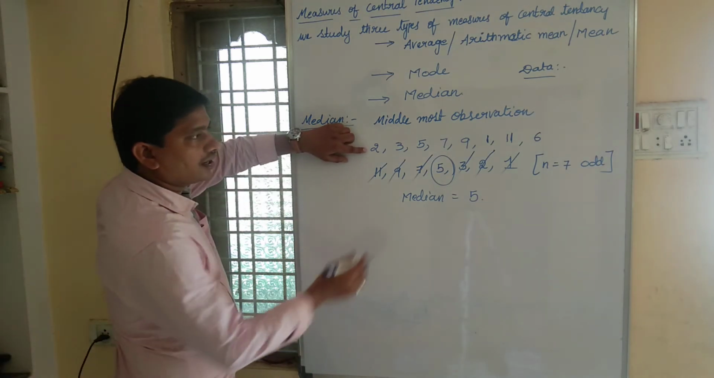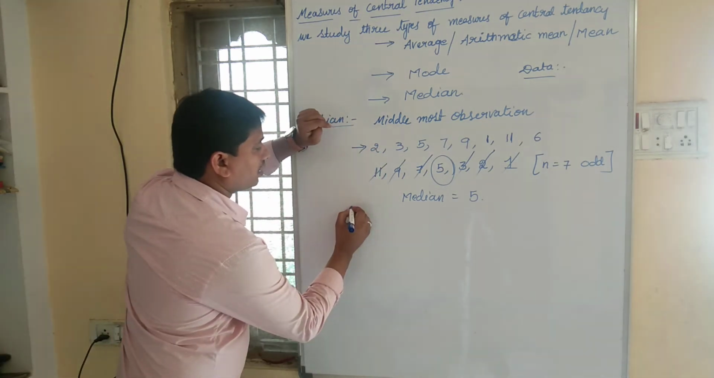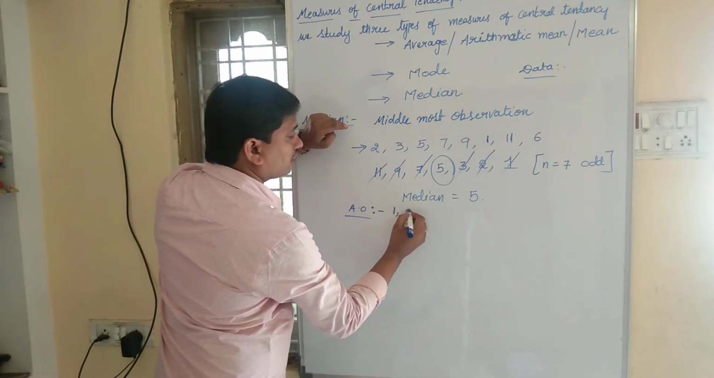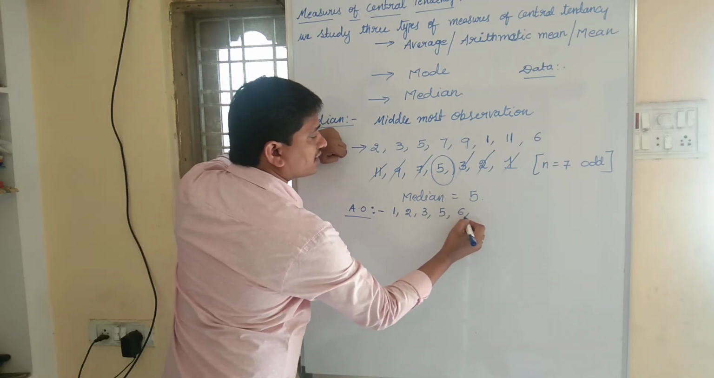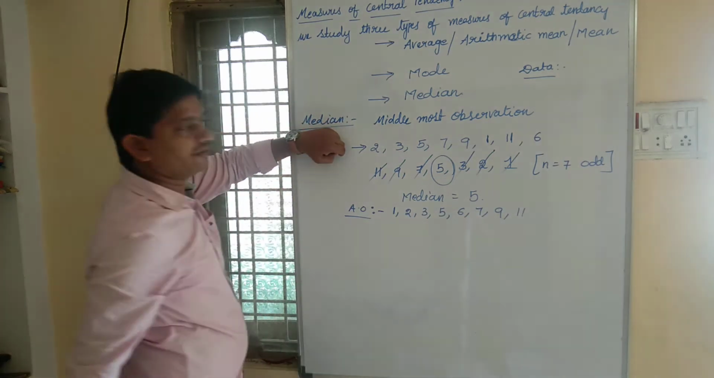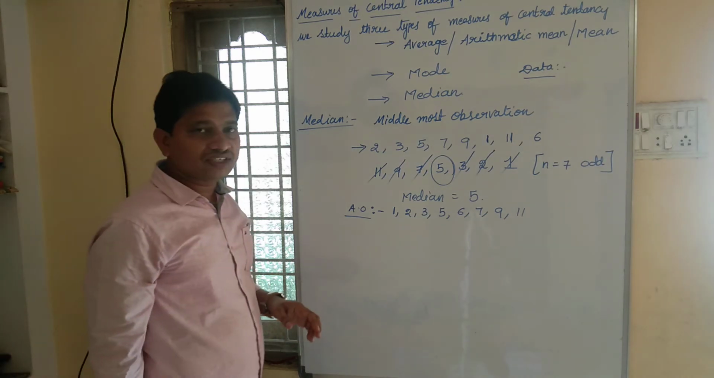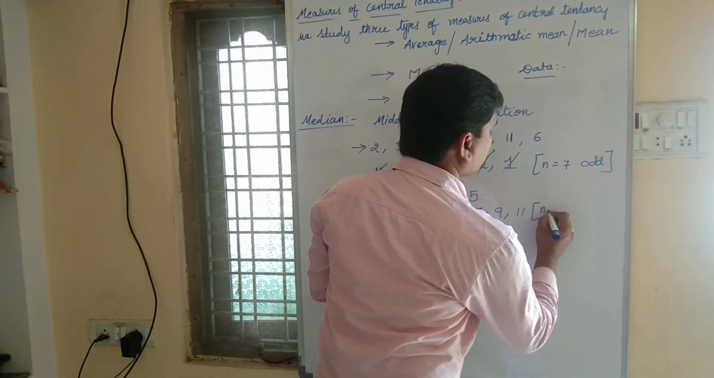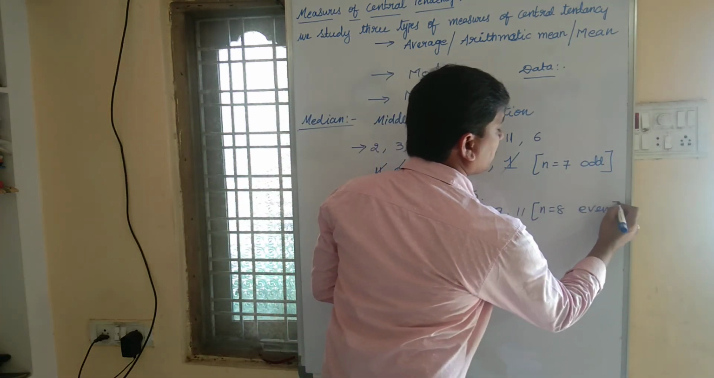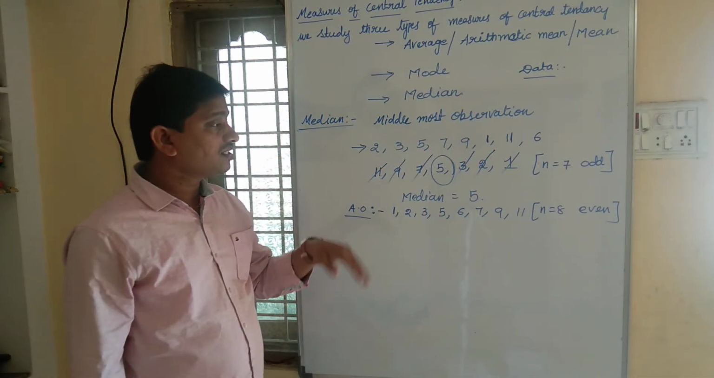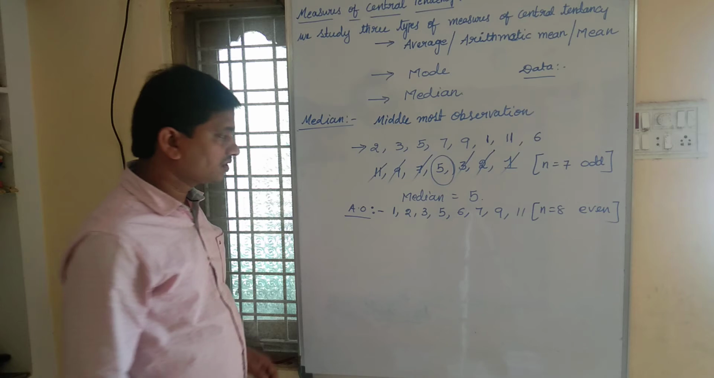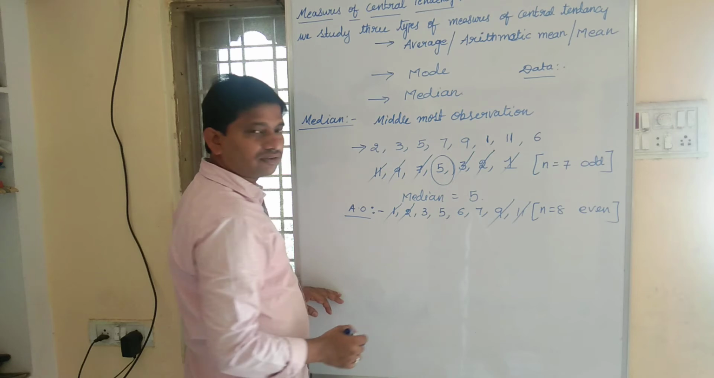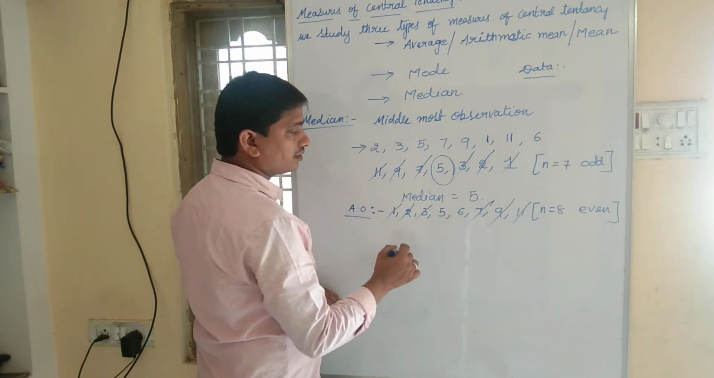This is the given data. Let me arrange it in ascending order: 1, 2, 3, 5, 6, 7, 9, 11. Now count how many observations there are: 1, 2, 3, 4, 5, 6, 7, 8. I mean n equal to 8, which is an even number. If the number of observations is even, then how do we find the median? Children, you can cancel the first observation, the last observation, and so on.